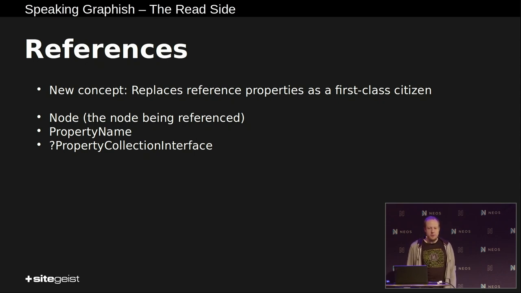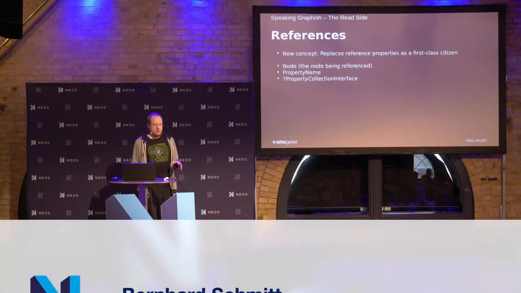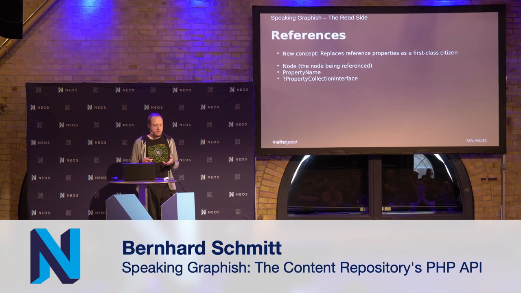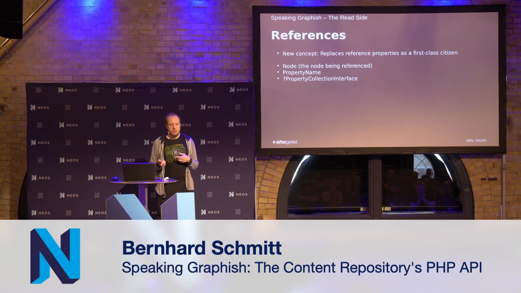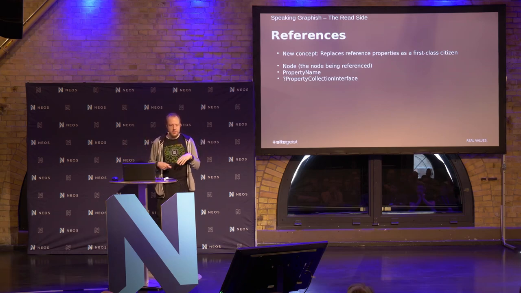Then one of the new kids in town are references. So that's a new concept. In the past, you had these reference properties, and if you called getProperty on that reference name, you just got the reference node, and there was no way, except with Elasticsearch, to find the referencing node. So this now goes both directions with references and back references, and what you get is actually a reference object, which contains, of course, the node, then the property name, and these references can have properties themselves. So you can describe, OK, this node is related to this node, and some conditions are given also.